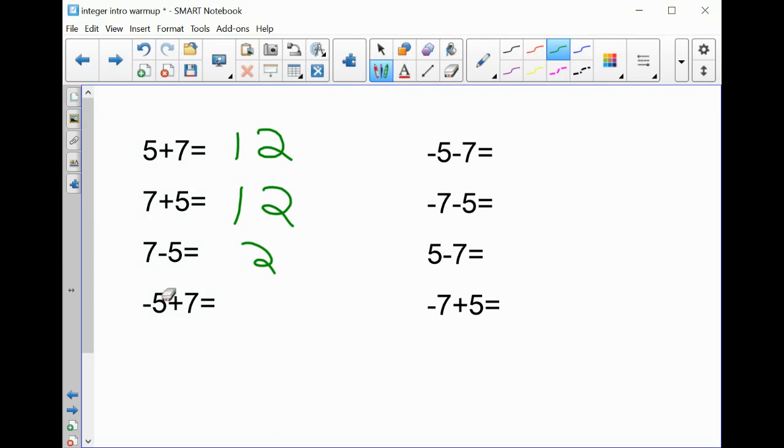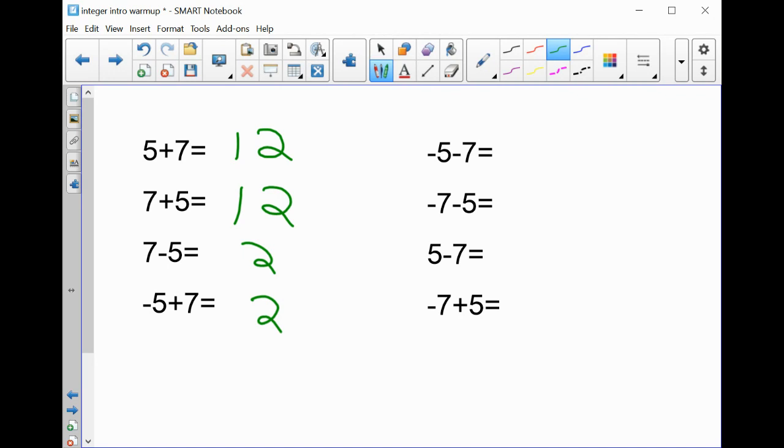Look at this one. This is the same exact problem, just using commutative property. Different signs. Take the difference, subtract them. Well, 7 minus 5 is 2. 7 is bigger than 5, so you take that sign of the 7.